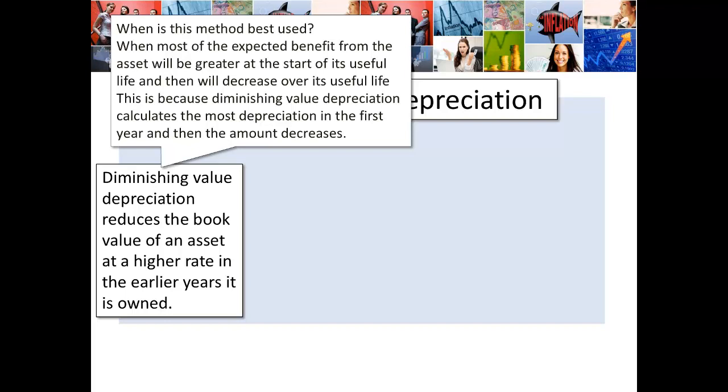Now, the diminishing value depreciation reduces the book value of the asset at a higher rate in the earlier years that it's owned, and at a lesser rate in the later years. Now this method is best used when most of the expected benefit from the asset is going to be greater at the start of its useful life and then will decrease over its useful life. This is because diminishing value depreciation calculates the most depreciation in the first year or two, and then the amount decreases after that.